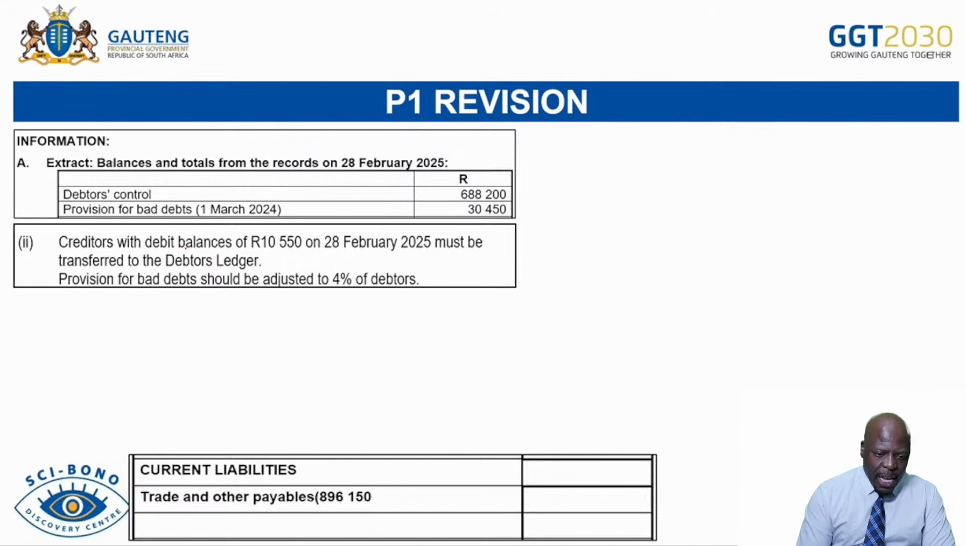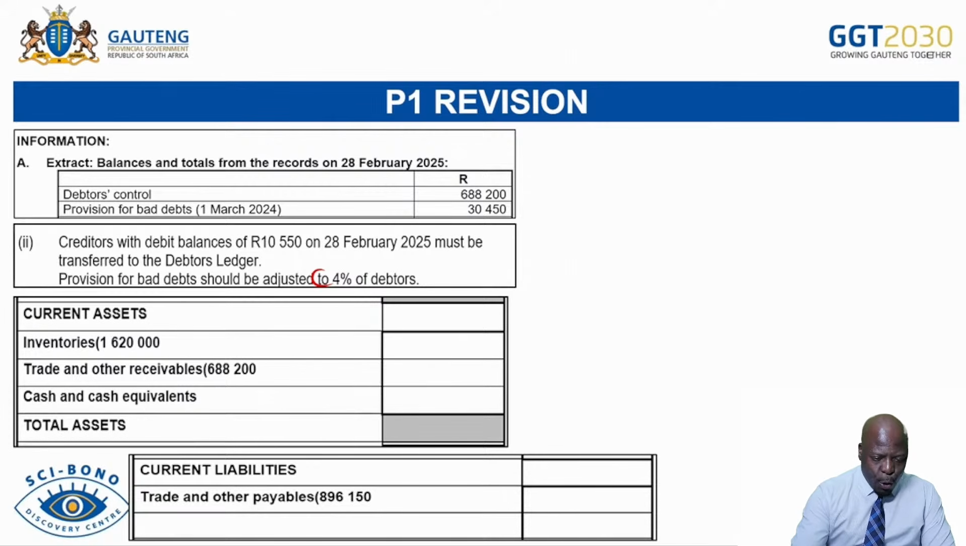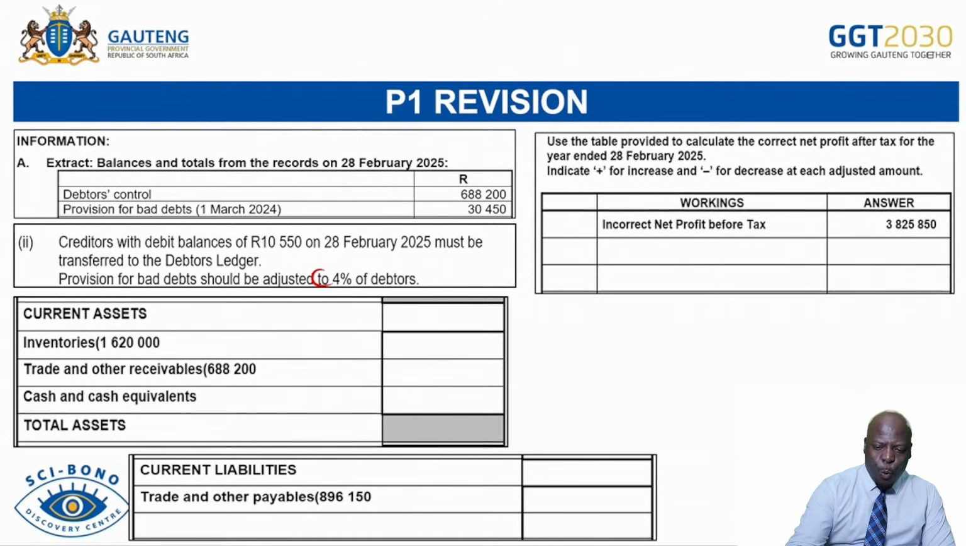Information number 2 reads, creditors with debit balances of 10,550 on 28 February must be transferred to the debtors ledger. Provision for bad debts must be adjusted to 4% of debtors. Okay, so let's do this. We know we're going to record it in our statement of financial position, and we will need to show what goes on in the correct net profit calculation.